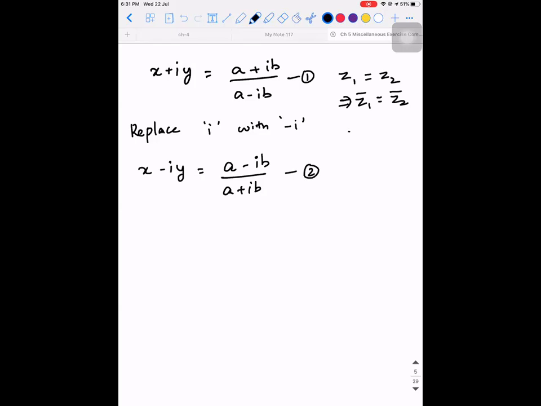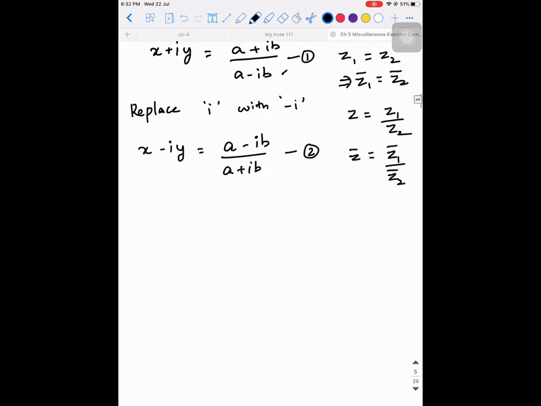So generally, it is in the form z is equal to z1 by z2. Can I say like this? Where z is x plus iy, z1 is a plus ib, z2 is a minus ib. Then what will z conjugate be? z conjugate will be z1 conjugate divided by z2 conjugate. Can I write it like that using this property? Are you guys able to understand?